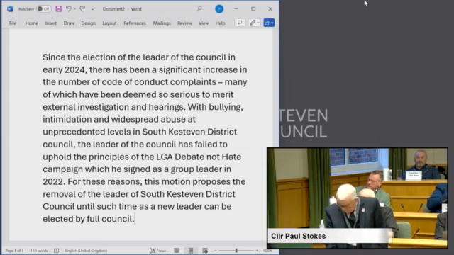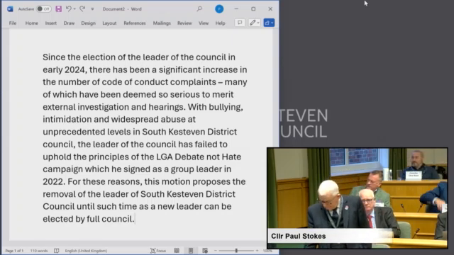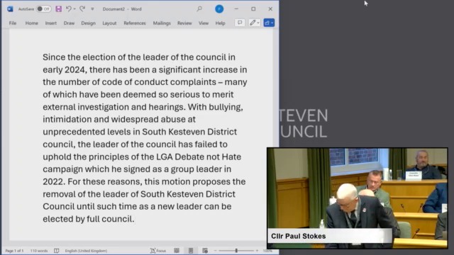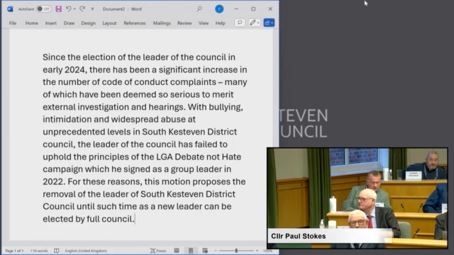Do you have a seconder for that amendment? Yeah, removing the whole motion. Councillor Bishnow Singh, you're seconding that. Do you want to speak on it? That will join later.